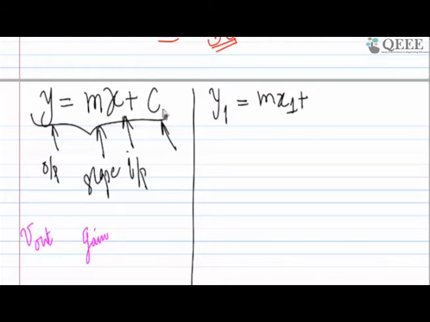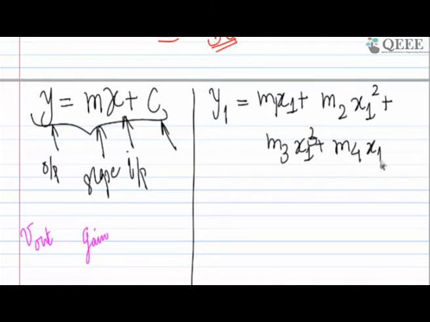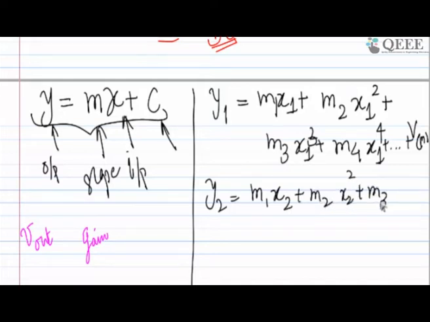When I say non-linear, it means you should have something like this: m1 x1, then m2 x1 square, m3 x1 cube, m4 x1 raised to 4, and so on, plus my common mode voltage, which is C. Let's call this one VCMI directly. Similarly, for y2, you can write m1 x2 plus m2 x2 square plus m3 x2 cube plus m4 x2 raised to 4, and so on, with VCMI at the input.